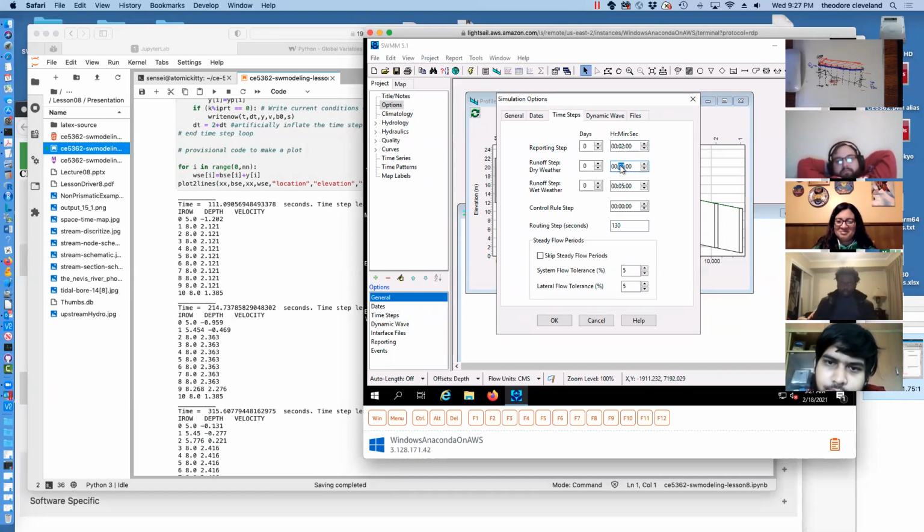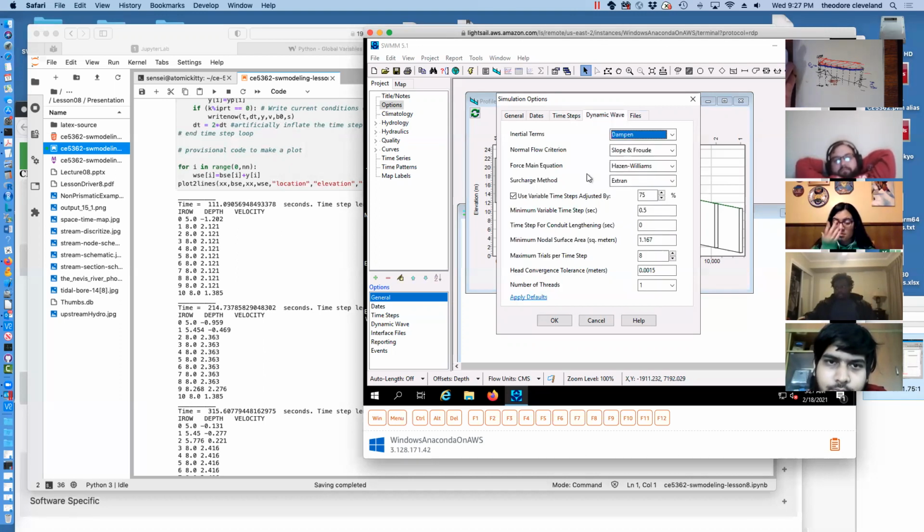This is going to come at a price. The simulation will take a noticeable amount of time to run. Well, those are in hours. Hours, minutes, seconds. So we pretty much have everything set up as close to our homegrown simulation as we can get. And in a dynamic wave, in ours, we kept our inertial terms.